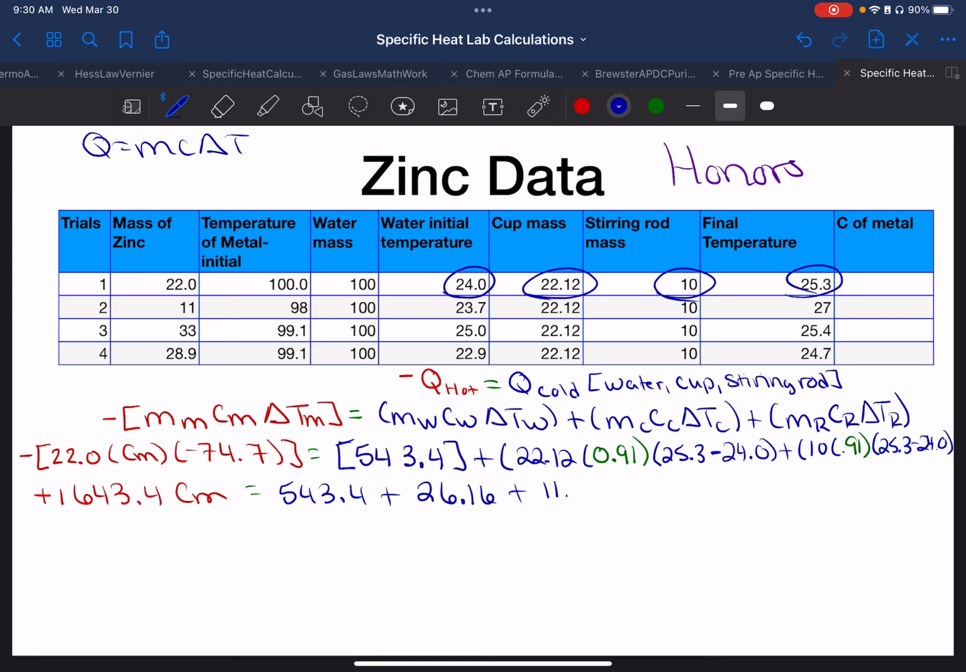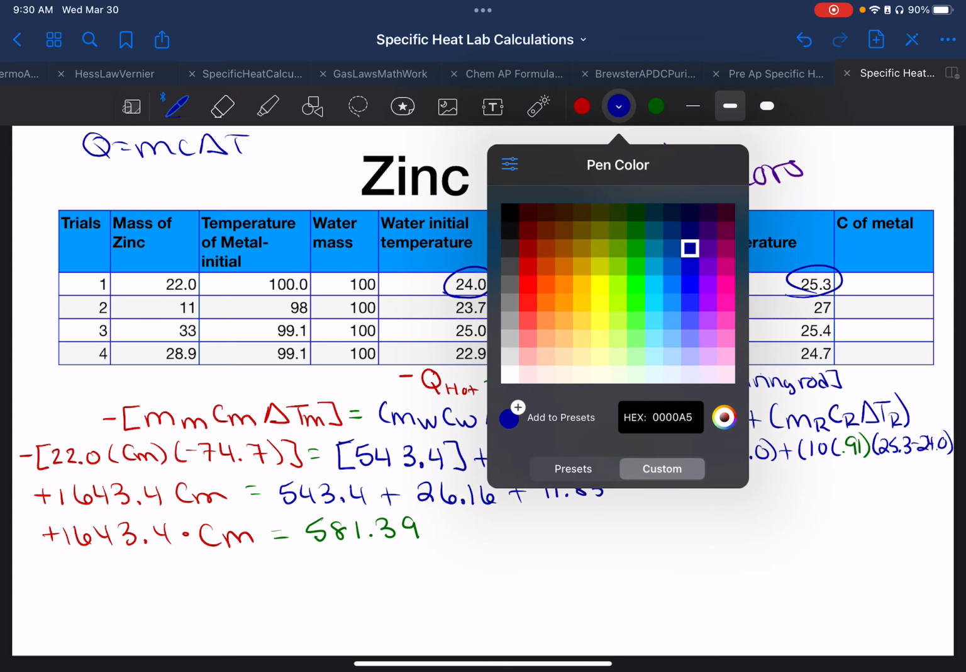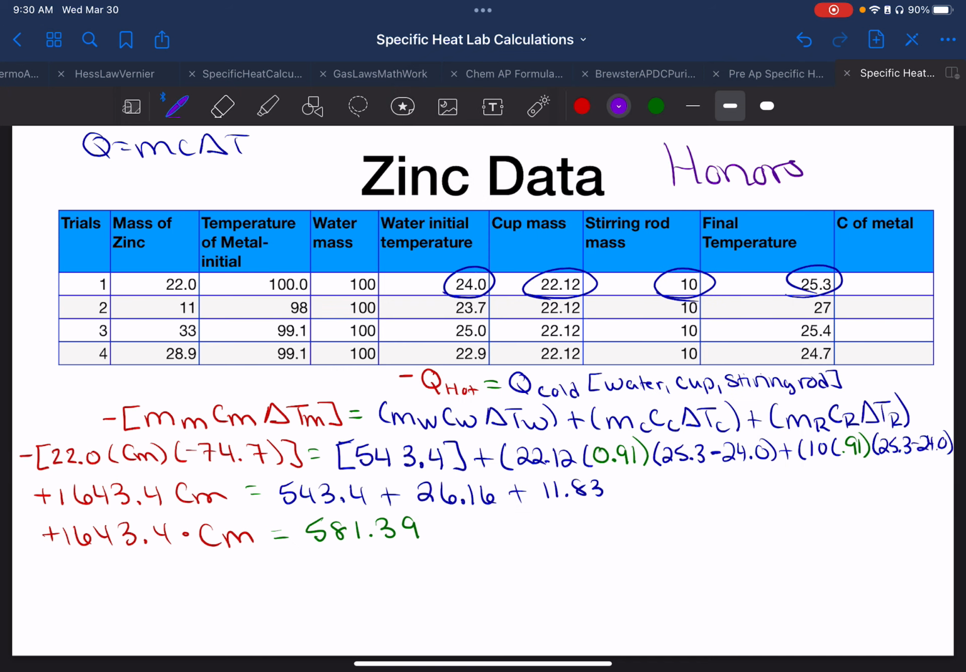So the one thing I want you to notice is if you watch the other half of the video, we're not getting much change as far as our value goes. But I still want you to note it because it was actually involved in the change. And so we're going to sum these up. So I got 543.4 plus 11.83 plus 26.16. And I get 581.39.